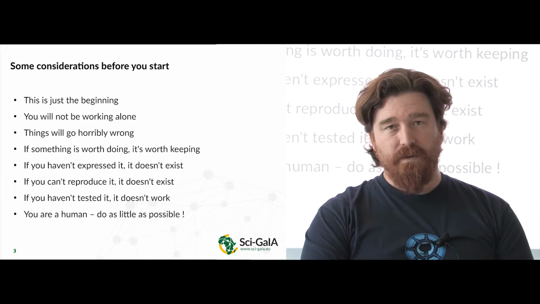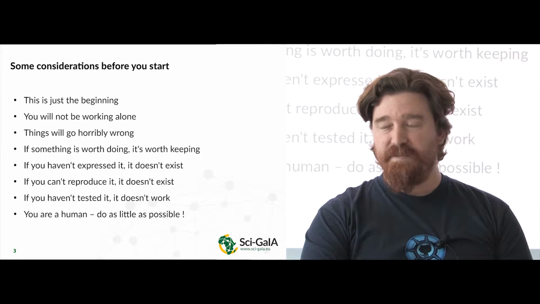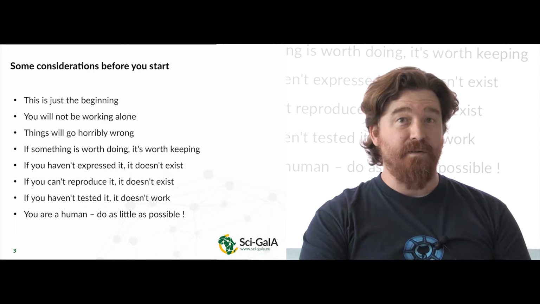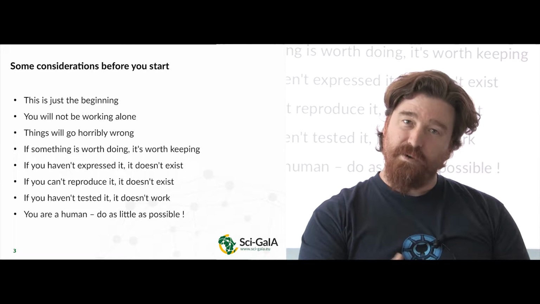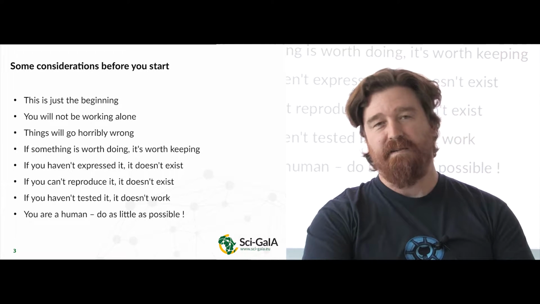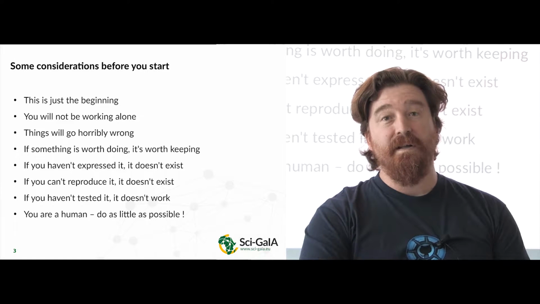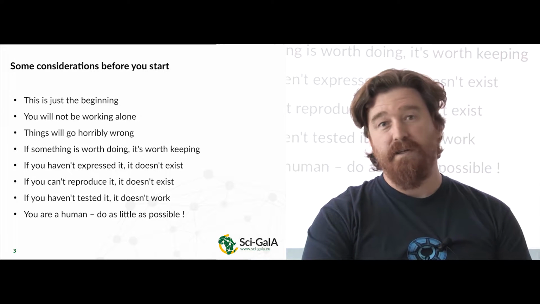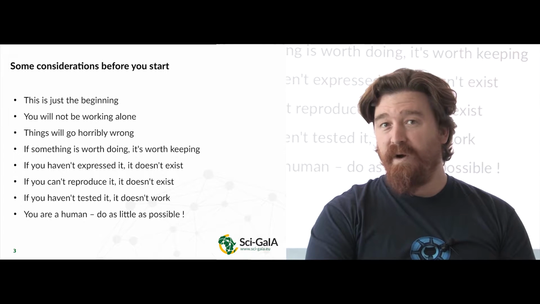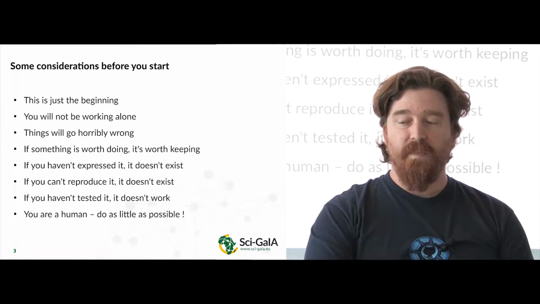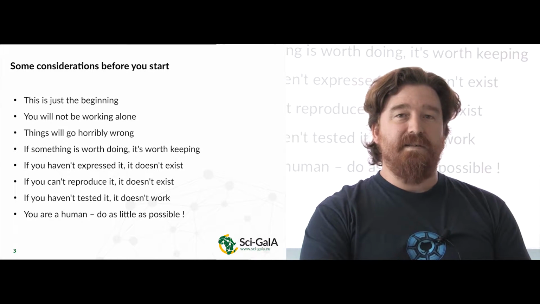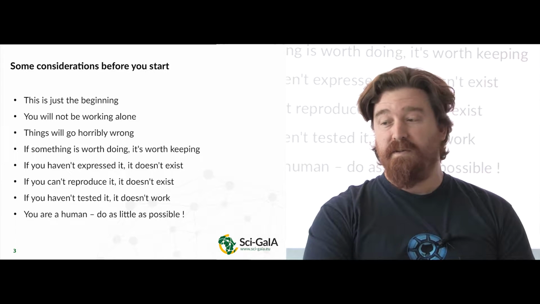Things will always go wrong. We know this from our experience, and whoever says that things don't go wrong needs to come back to Earth because they've been living on a different planet until now. Things always go wrong, and so we need to take that into consideration and plan our way of working to take that into account.